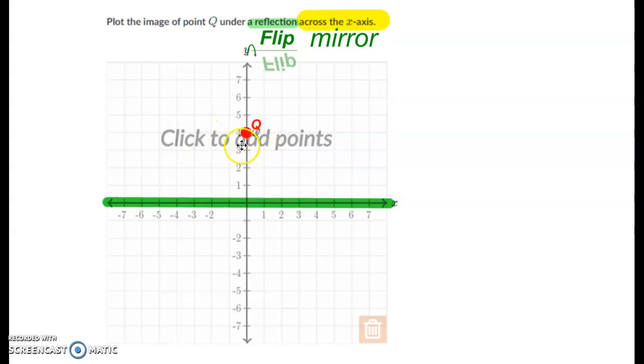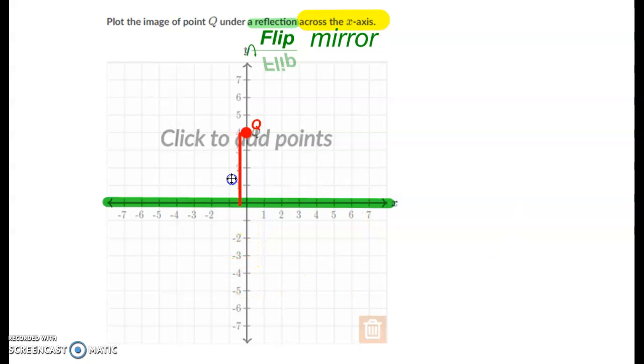And so the x-axis being here, we have this type of mirror that's set up right here on the x-axis. So you got to think, if you were here looking into the mirror, where would you see yourself on the other side of the mirror? And this is what it's asking us to do, to reflect across the x-axis. And the way we're going to do it is we're going to go the same distance to the mirror. It will always be the exact same distance to the other side.